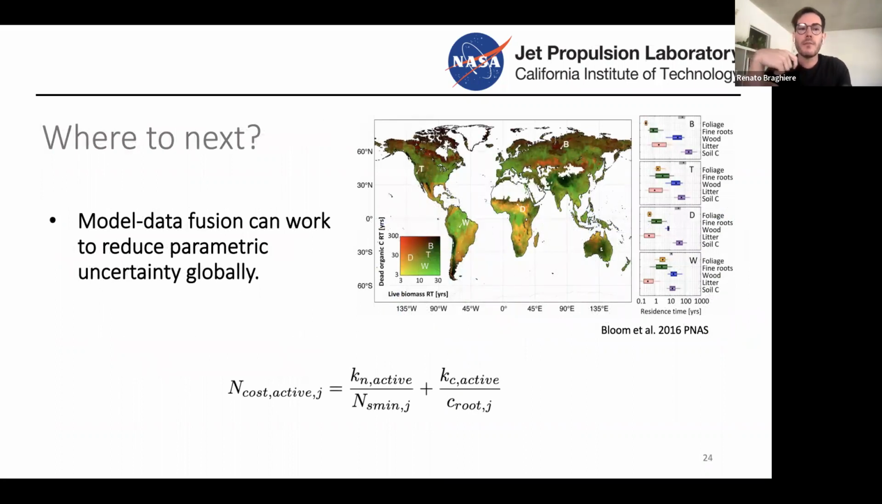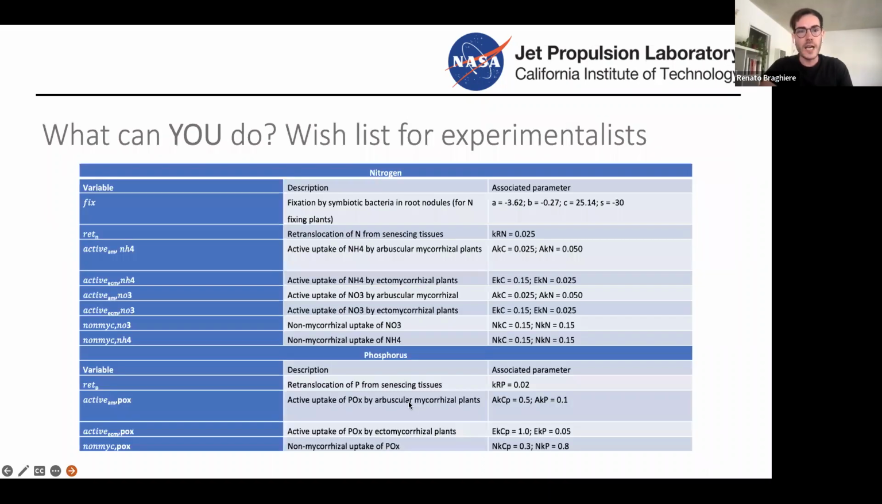Well, there's some model-data fusion that we could do to reduce parametric uncertainty. Here is an example of CARDAMOM, where we could use a combination of satellite data with process-based models to estimate these cost parameters as well.